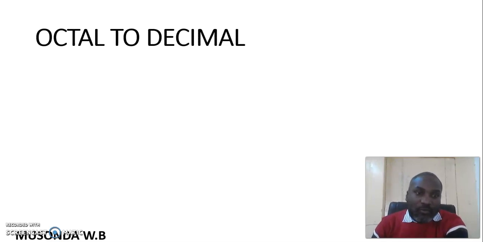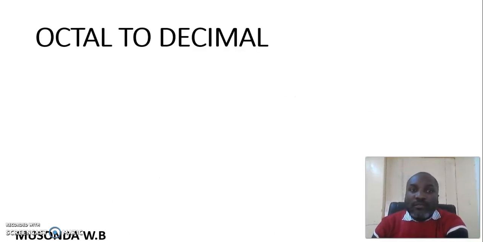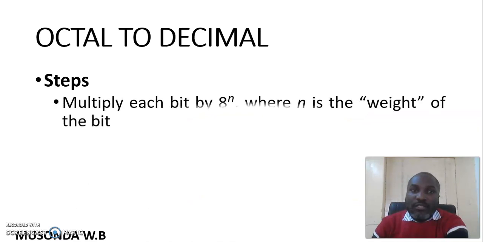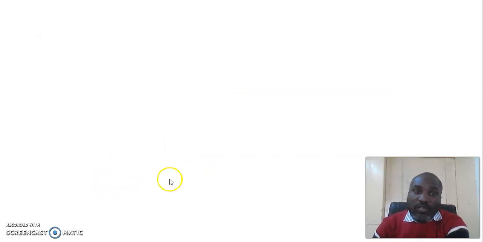Now, the next one that we look at is converting from octal to decimal. So for this one, it's basically the same way like we did in the binary form, just that now we'll be multiplying each bit by 8 raised to the power n, and n being the weight of the bit. Then after we do that, we're going to add the results.